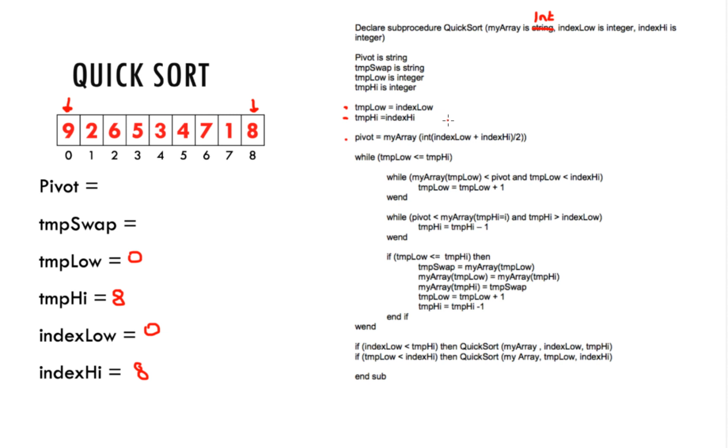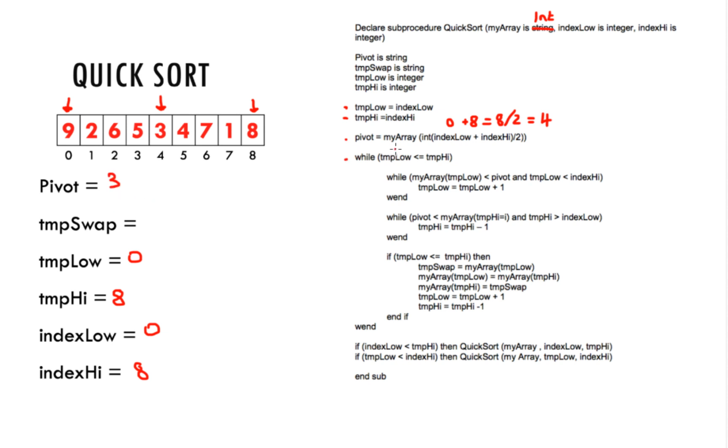I work out my pivot point, which is my array, which is cast to an integer. I've got index low, which is 0, plus 8, which is 8 in total, divided by 2 equals 4. So that gives me index position 4 as my pivot point. And at index position 4 is the number 3.